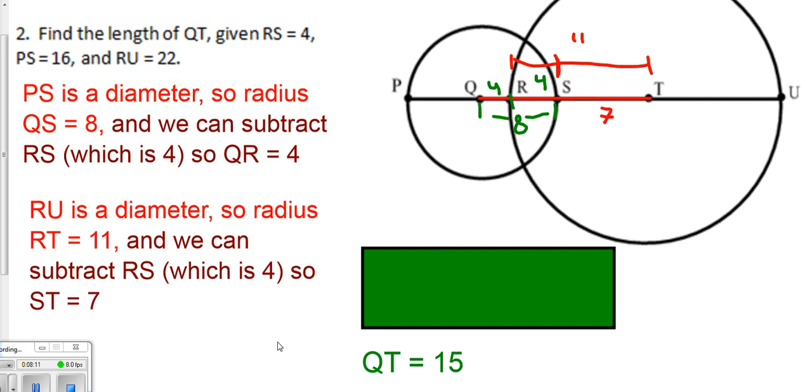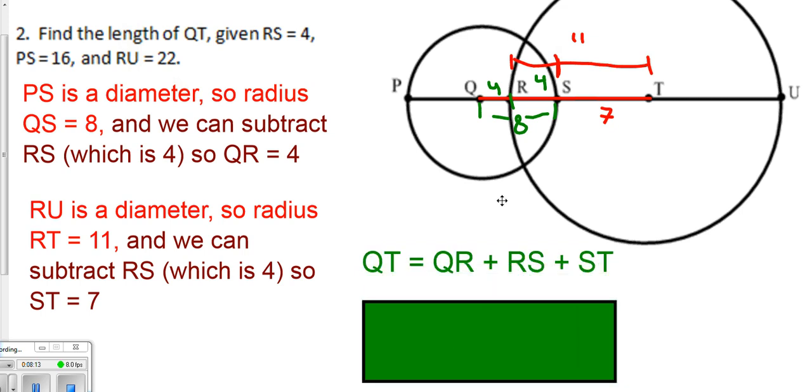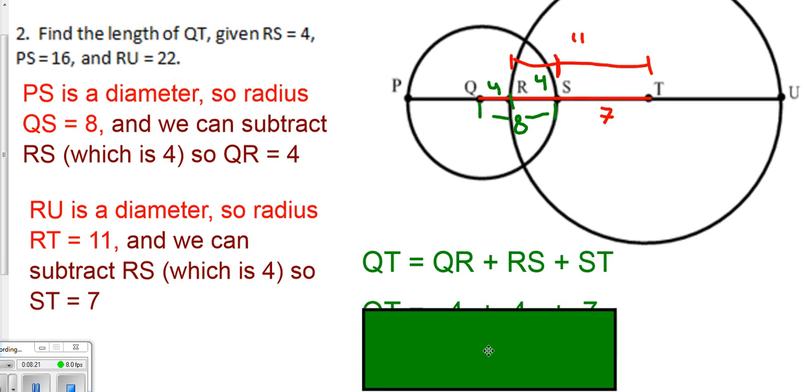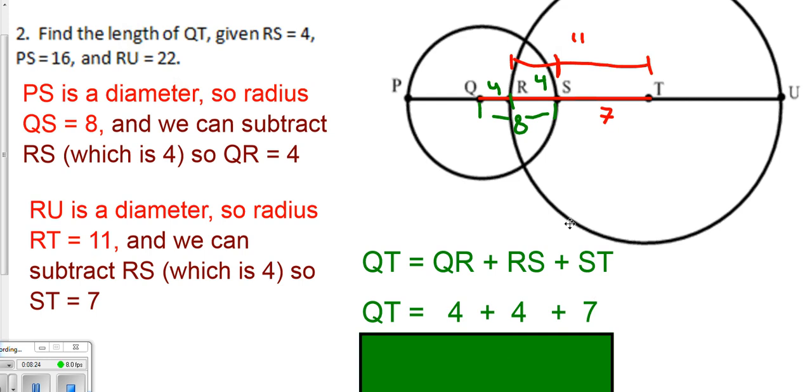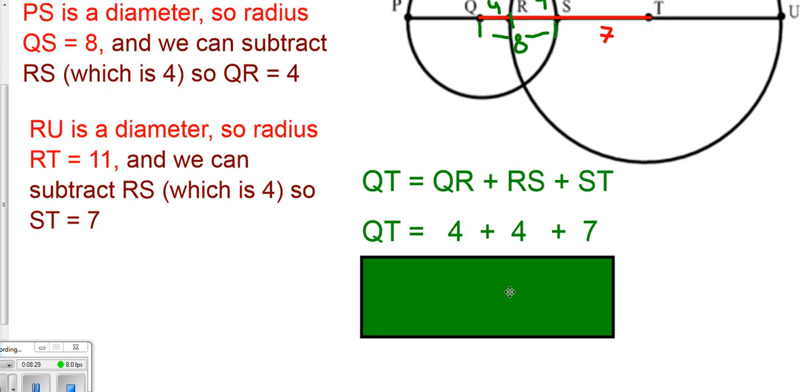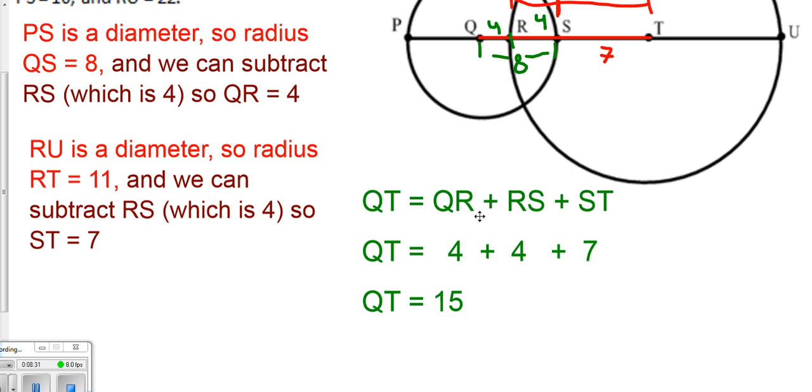Get rid of the rest of that. So QT, this whole length that we're trying to find, is QR plus RS plus ST. QR is 4, RS is 4, and ST is 7. Add them all up, and from Q to T it would be 15.